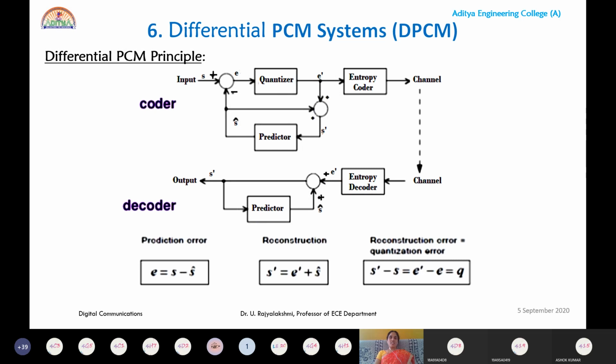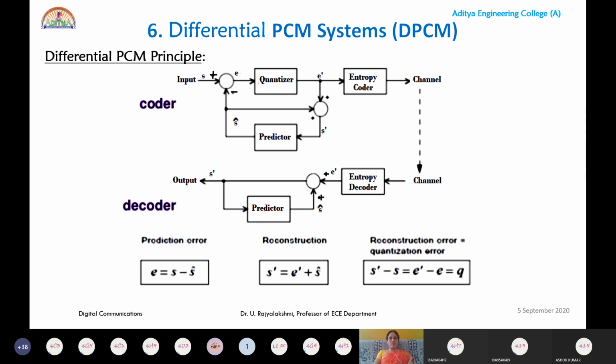So what is the reconstruction error? The error is nothing but the quantization error here. You can also call it round off error. So what is Q? You can take it as S dash minus S, that is prediction filter data minus input sample data, or E dash minus E, quantization output minus quantization input. So that is the quantization error. This is a simplified version of the DPCM circuit.